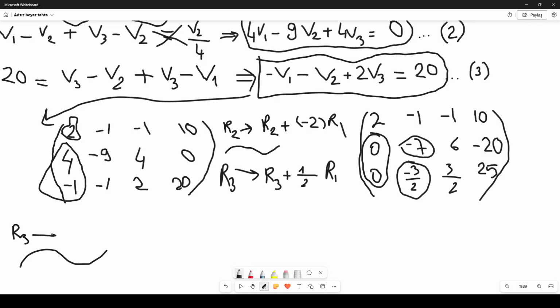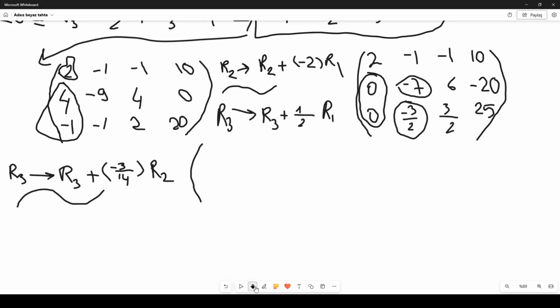Row 3 replaced by row 3 plus minus 3 over 14 times row 2. How do I find this minus 3 over 14? I look at minus 7 and minus 3 over 2. I'm trying to find a real value that when I multiply it by minus 7 and sum it with minus 3 over 2 and replace the third row by this new value, then this new value should be equal to 0. That's why I multiply minus 7 by minus 3 over 14, because when I multiply them, it is equal to 3 over 2, and when I add it to minus 3 over 2, it's equal to 0. This is how I decide.